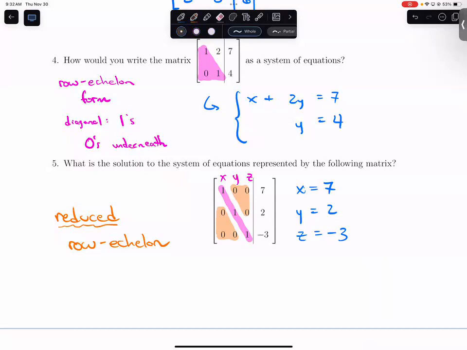Ones down the diagonal, zeros everywhere else. Then it's going to say, oh, hey, here's your answer, right? X is 7, Y is 2, Z is -3. That's it, right? Because again, all it is is a whole bunch of addition and subtraction. And computers need to be told what to do. But once you tell it to do a bunch of addition and subtraction, it can do it really fast, right?